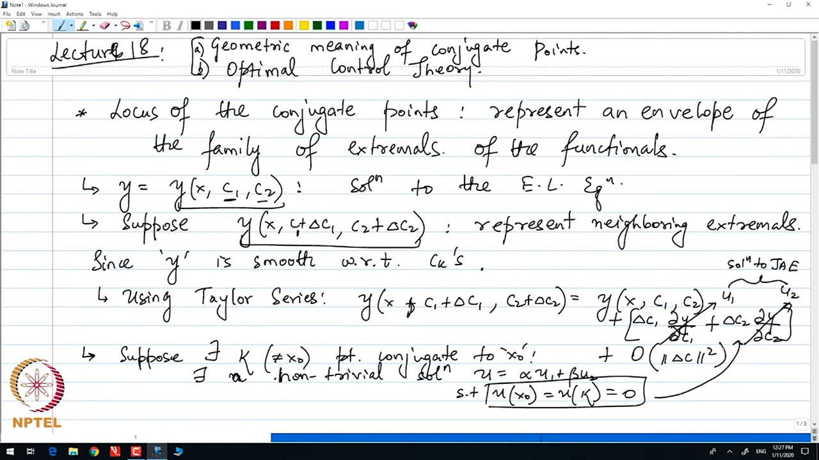So, we can use this information in this Taylor series expansion. If my alpha is delta c1 and my beta is delta c2, we see that this is nothing but u of x. Let us evaluate this Taylor series expansion at the conjugate points x naught and kappa, right. So, what we have is the following.